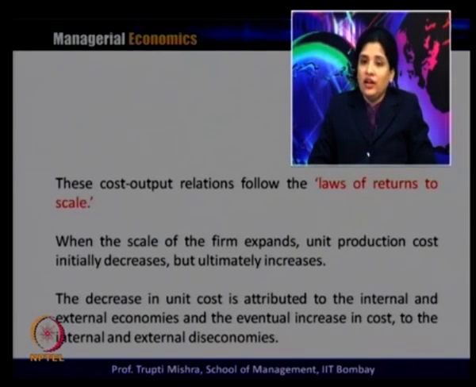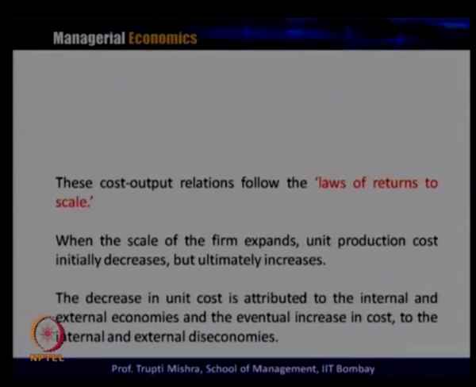The decrease in the unit cost, that is the average cost, is attributed to the internal and external economies of scale, as we discussed just a couple of minutes ago, because economies of scale are the reduced cost of production. Economies are of two types, internal economies and external economies, and eventually when there is an increase in the cost, that is because of diseconomies, which are again of two types, internal and external diseconomies.